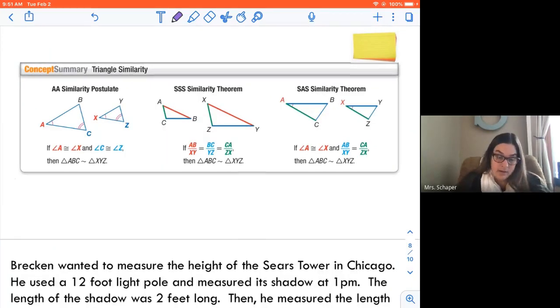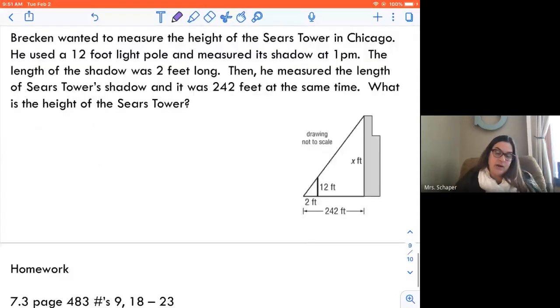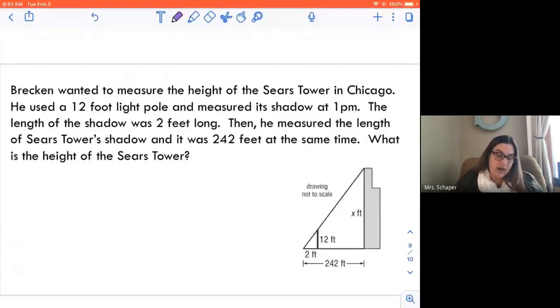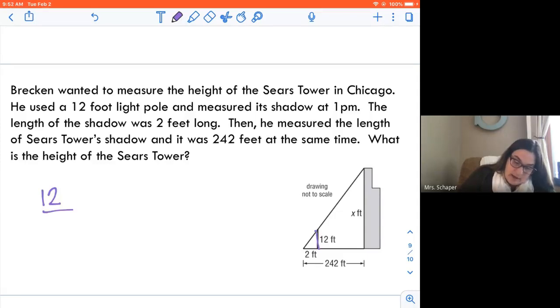Okay. All right, got one more problem. Let's do this. Brecken wanted to measure the height of the Sears Tower in Chicago. He used a 12-foot light pole and measured it. So what we're doing is we're setting up our proportion, right? We're saying the height of the light pole is to the distance Brecken is from the light pole as the height of the building is to the distance that Brecken is from the building.